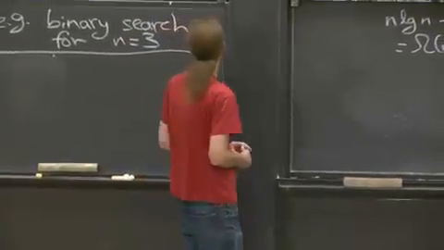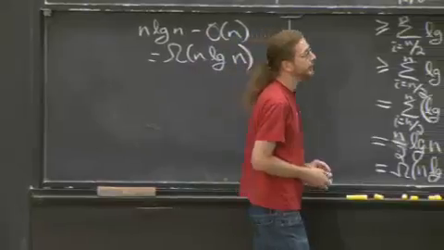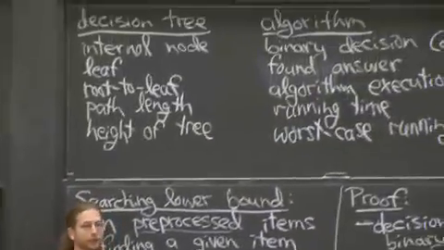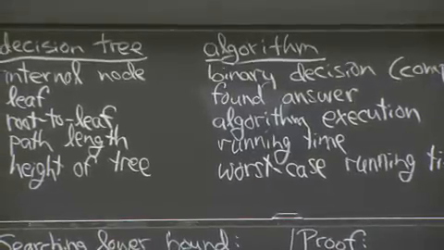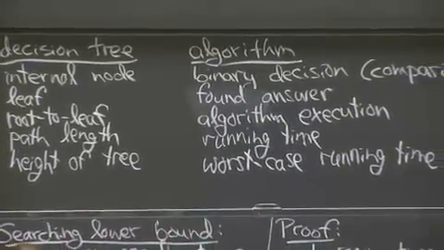Once you set up this framework of comparison trees, it becomes just a question of the height of a comparison tree. And comparison trees are binary. Just count how many leaves you have to have, take the log of that, and you get a lower bound of that.